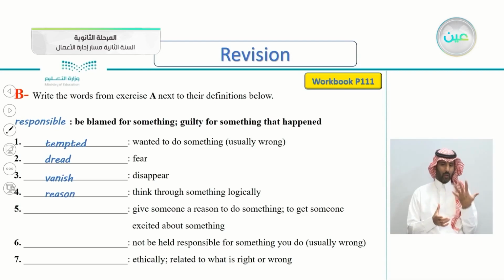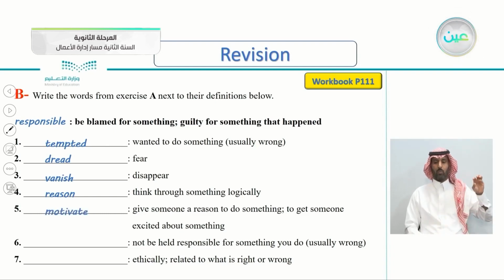Number 5, give someone a reason to do something, or to get someone excited about something. We also talked about this in exercise A. So, yes, that's correct. To motivate. To motivate someone is to get him to do something, giving him a reason to do something.